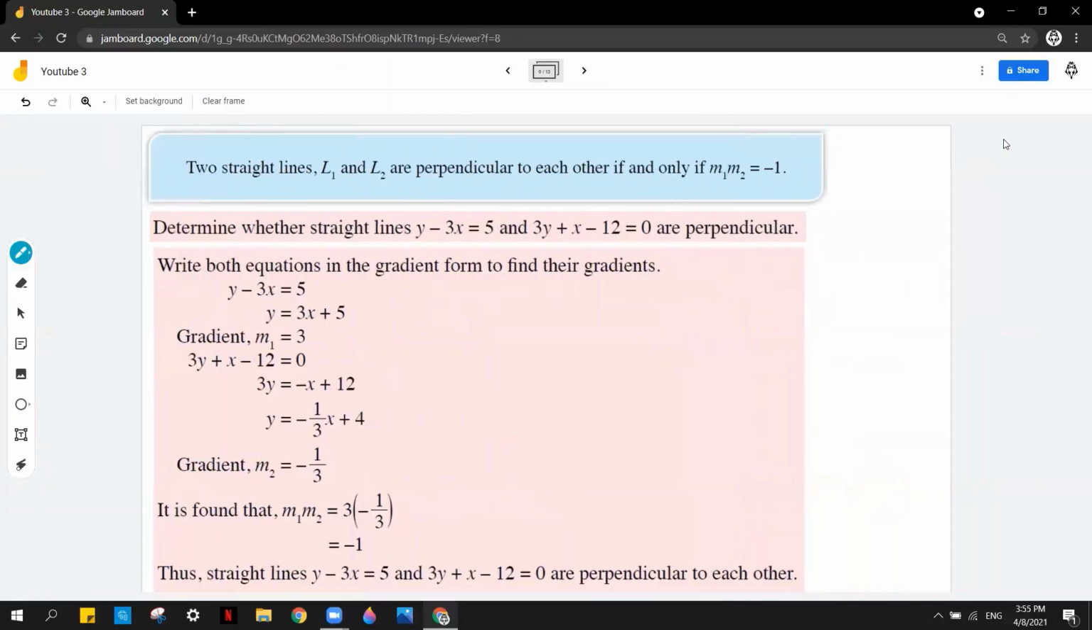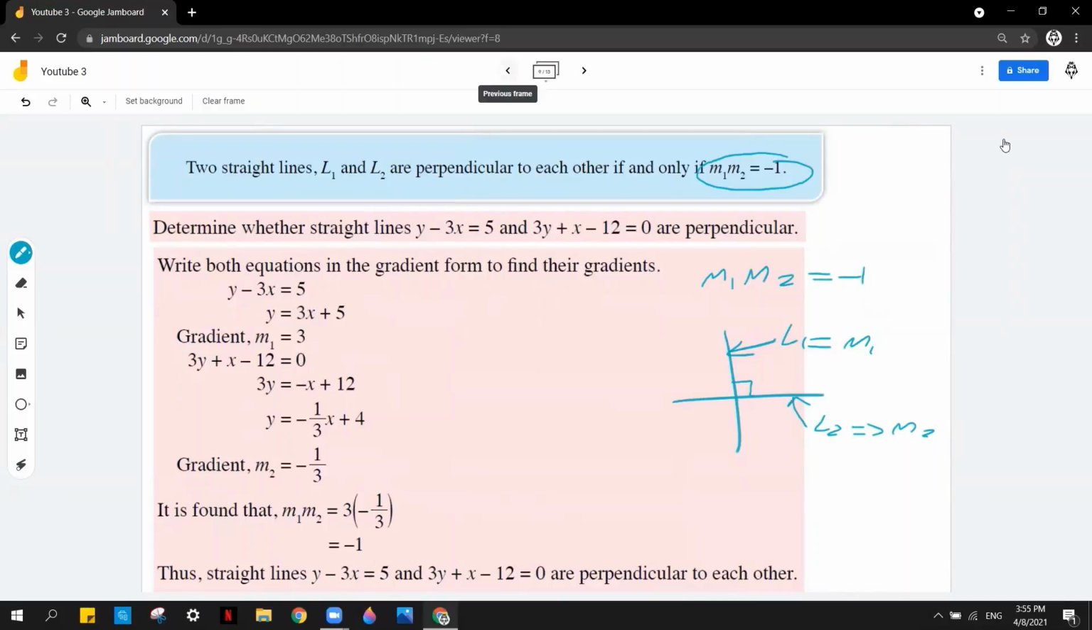Now let's look at perpendicular lines. Perpendicular lines are different, because they cross at 90 degrees. In this example, this is L1 and this is L2, and the gradients they carry are m1 and m2. So how are they correlated? As you can see here, m1 times m2 equals -1.